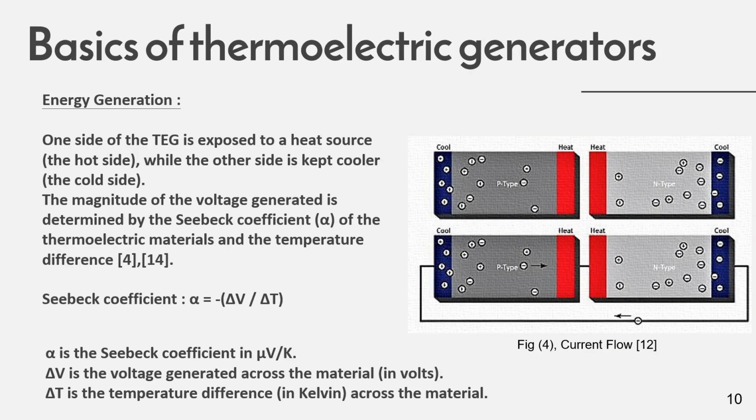And coming on to how the energy is generated in a thermoelectric generator, one side of the TEG is exposed to the heat source, the hot side, while the other side is kept cool, the cold side. As you can see in the figure, there are two pillars, N-type and P-type. In the N-type pillar, when one side is exposed to higher temperature, the electrons achieve higher kinetic energy and move to the cooler side of the N-type material. But in the P-type material, the holes move to the cooler side. So there is a higher concentration of holes on the cold side of the p-type material and a higher concentration of electrons on the colder side of the n-type material.